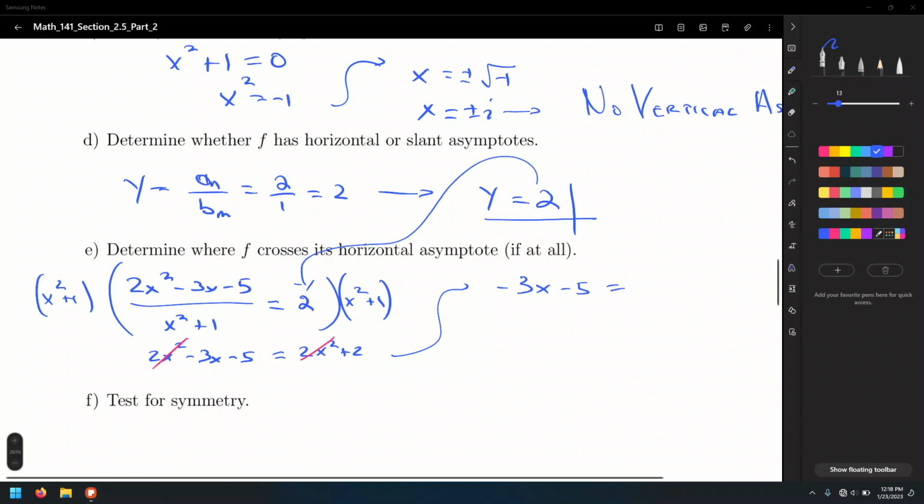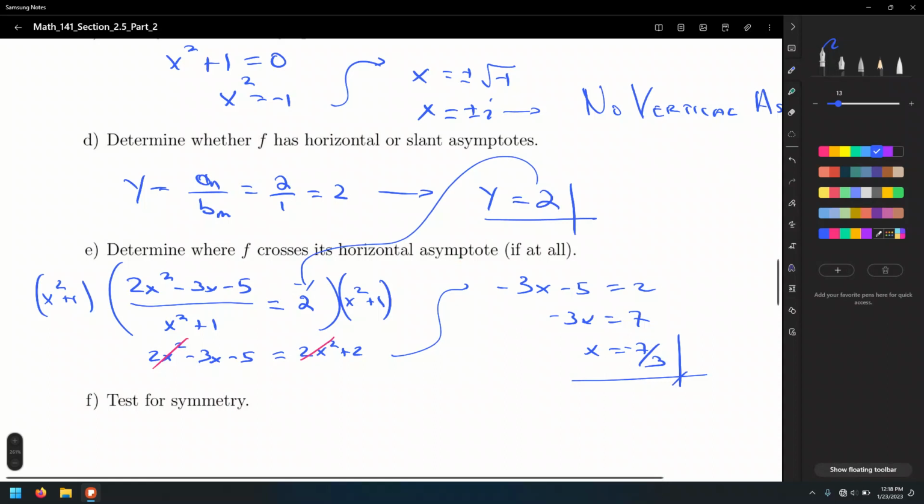So that equals 2, and then negative 3x equals negative 7, or actually positive 7, and x equals negative 7 over 3. So that's the value of x where the graph will cross its own horizontal asymptote.